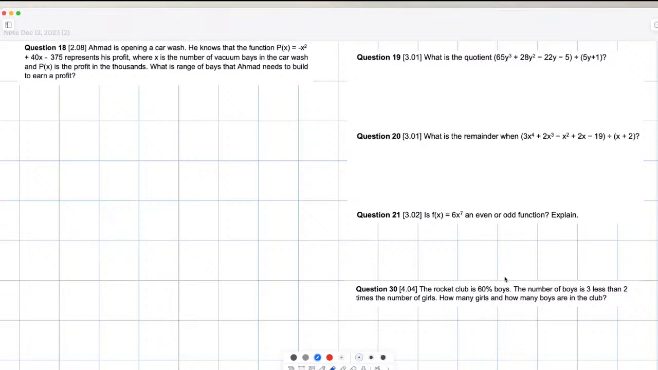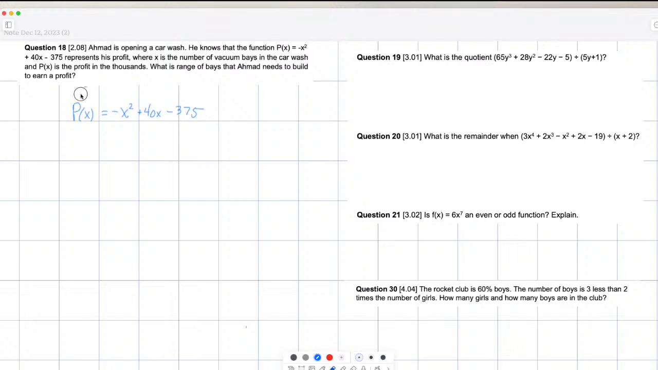Here we go. Now, what we're doing is we're figuring out: Ahmad is opening a car wash. He knows the function p of x is negative x squared plus 40x minus 375 represents profit. So we'll write that up here. So p of x equals negative x squared plus 40x minus 375 represents the function for his profits.